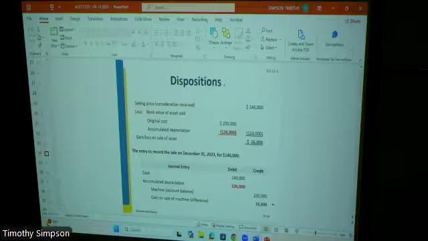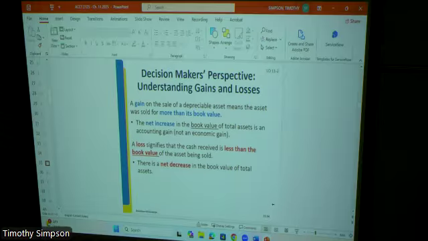Maybe we want to buy newer equipment. Who knows? The reasons go on and on, and we don't really care what's going on here. All we know is the sale took place, and so that's the way we record it.